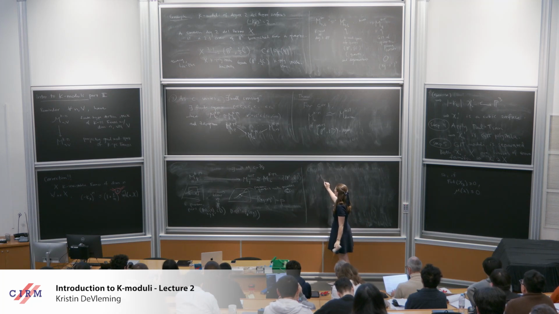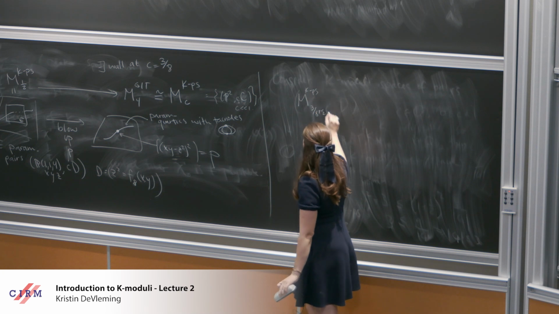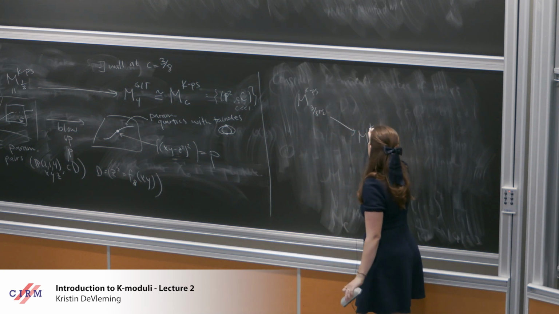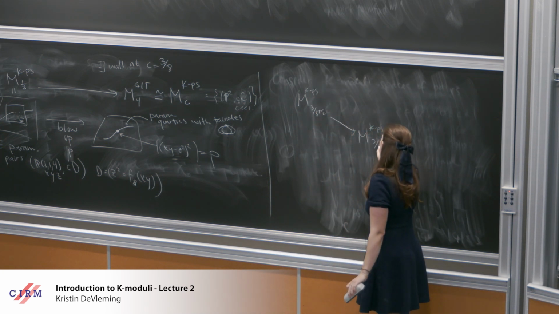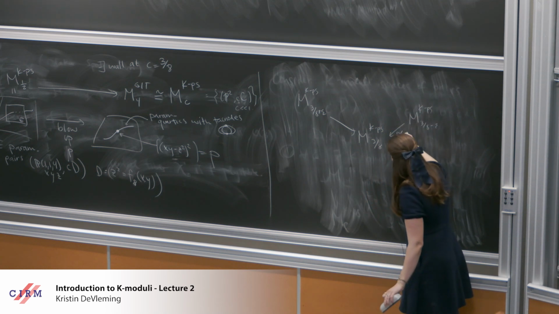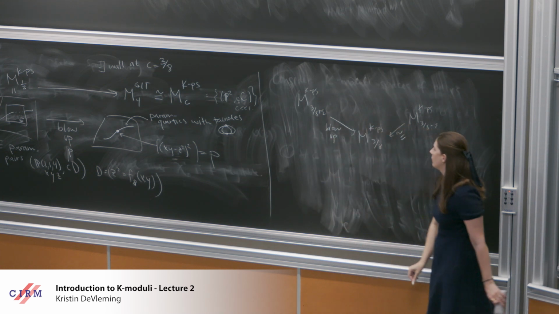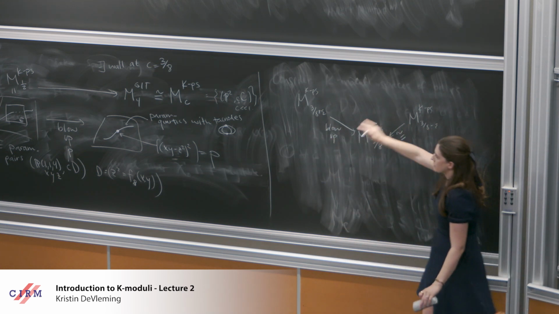You have M at 3/8 plus epsilon. Maybe this is your K-polystable thing. You have a map to the K-polystable moduli space at 3/8, and you have a map to the K-polystable thing at 3/8 minus epsilon. And in this case, this is an isomorphism, and this is a blow up. So this is the wall crossing that's happening.